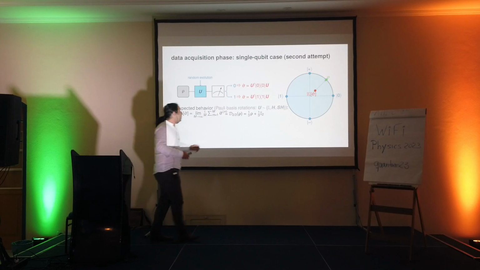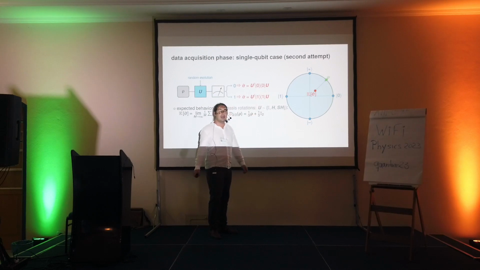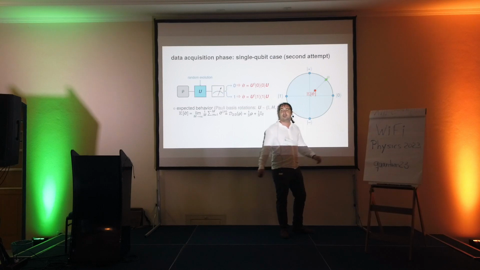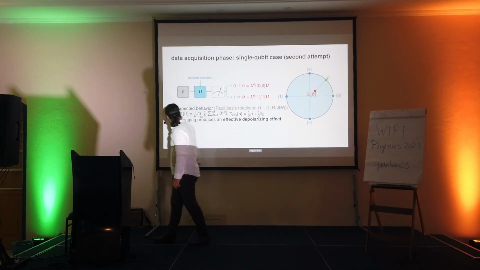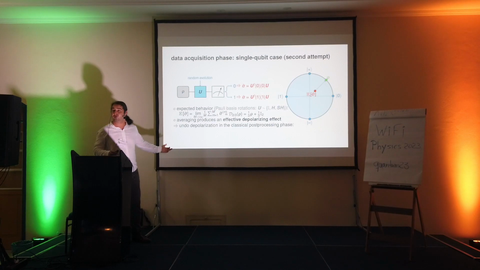So, our classical Monte Carlo approximations are on the right track. They're easy to store, they're easy to manipulate, but if I average them, they shrink into the mixed state. What do I do? Well, I just undo the depolarization effect in the classical post-processing.